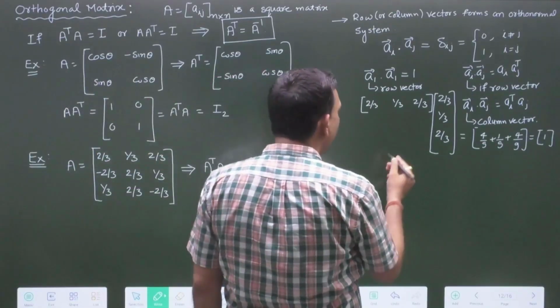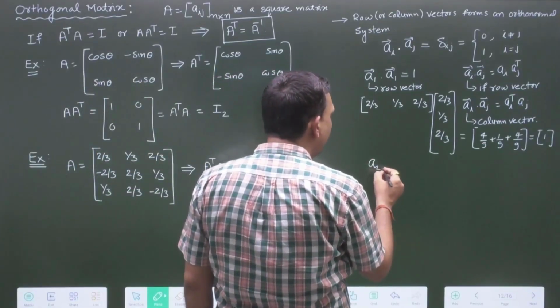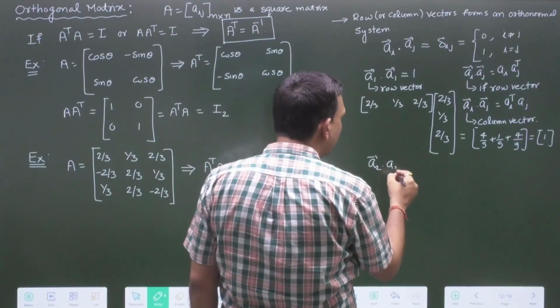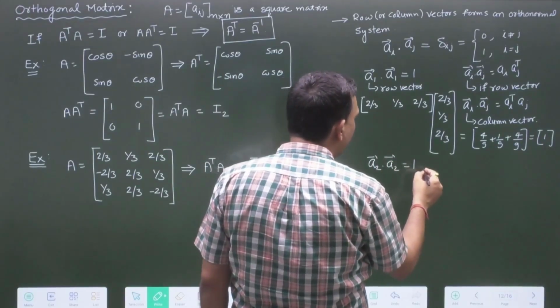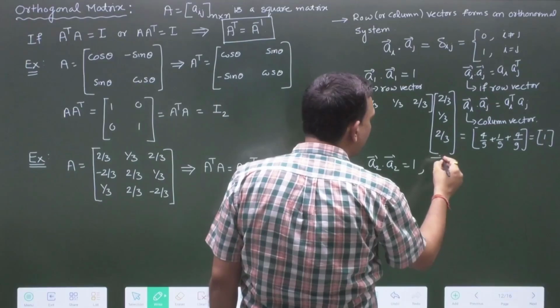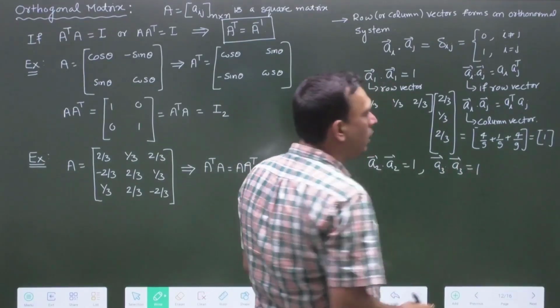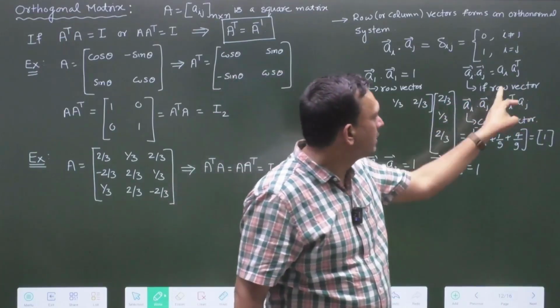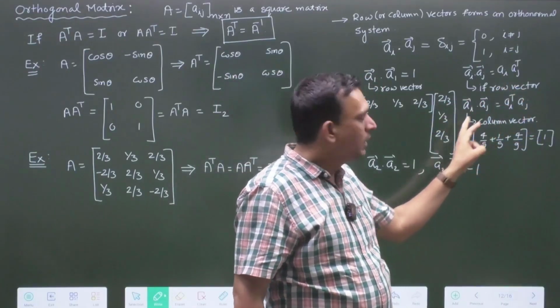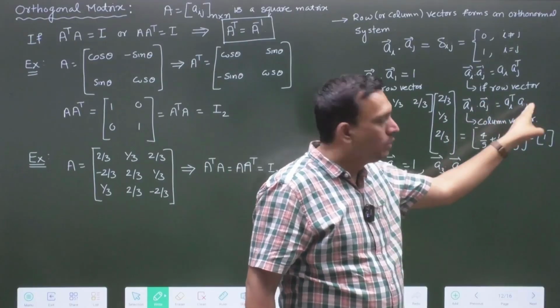Okay? In the same way you can verify this. A2 dot A2 will be 1, and A3 dot A3. This may be either a row vector or a column vector. If it is a row vector, the inner product is calculated using this definition. If all are column vectors, then you have to take this definition.